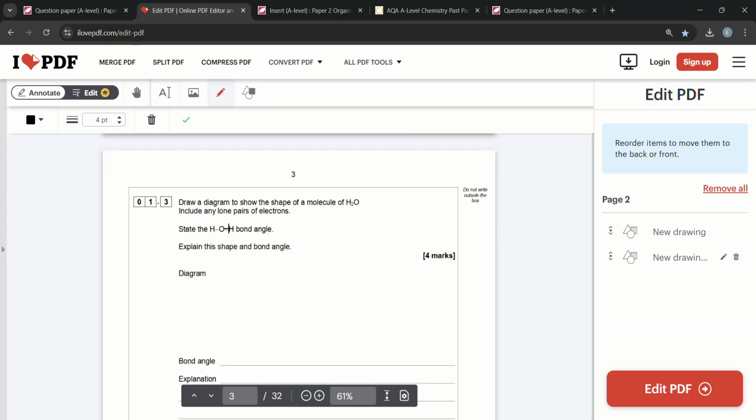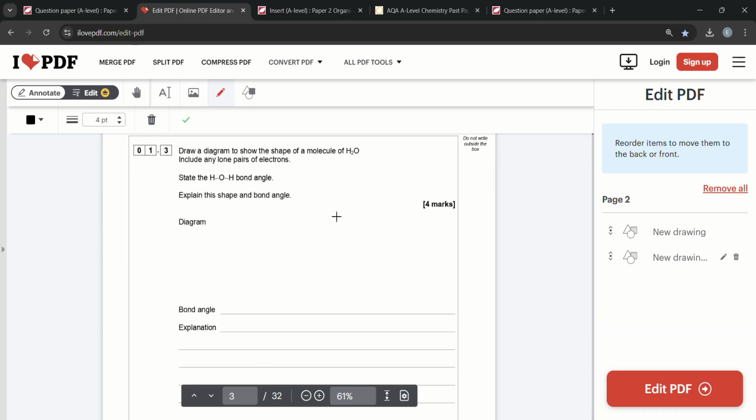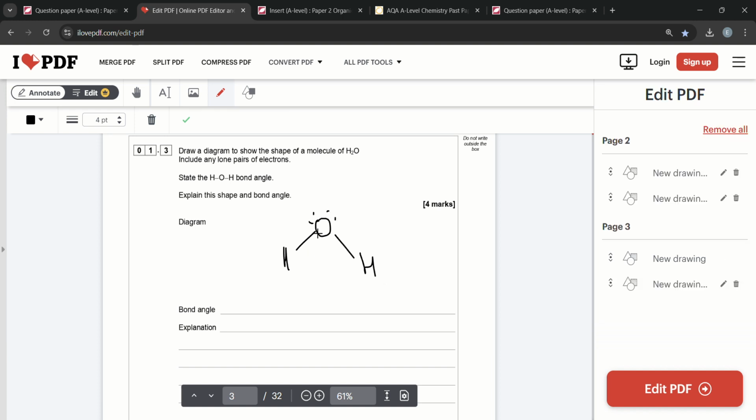1.3. Draw a diagram to show the shape of the molecule of H2O. We've got the oxygen, and we have the two hydrogens, and we've also got two lone pairs of electrons. State the bond angle: 104.5 degrees.